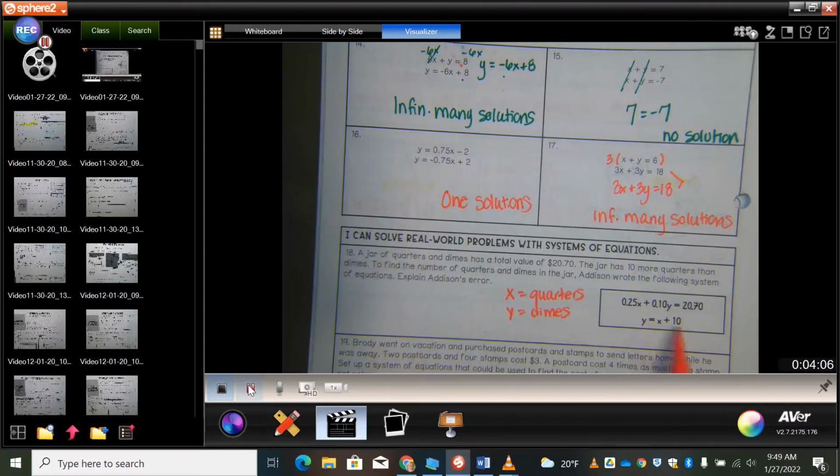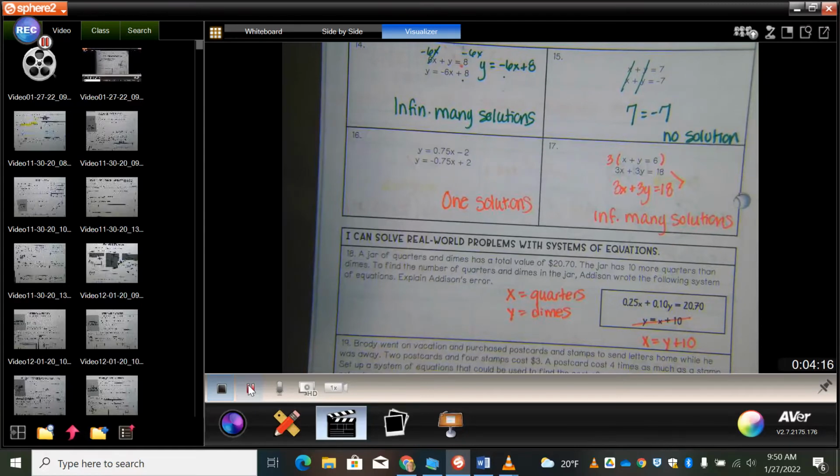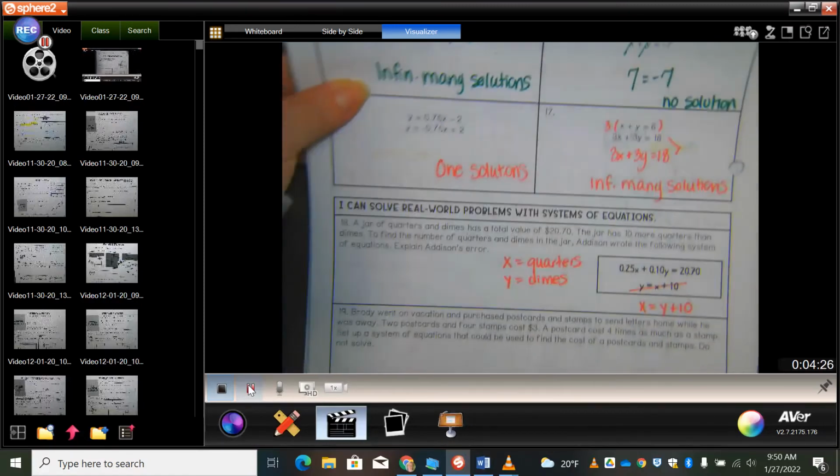So she switched it. It should have been x is equal to y plus 10 instead, and then she would have been able to solve it. Again, we don't have to solve it though, I just wanted us to explain what the error was, and she just switched her variables. That's also why it's really important to always label your variables when you're doing something like this.